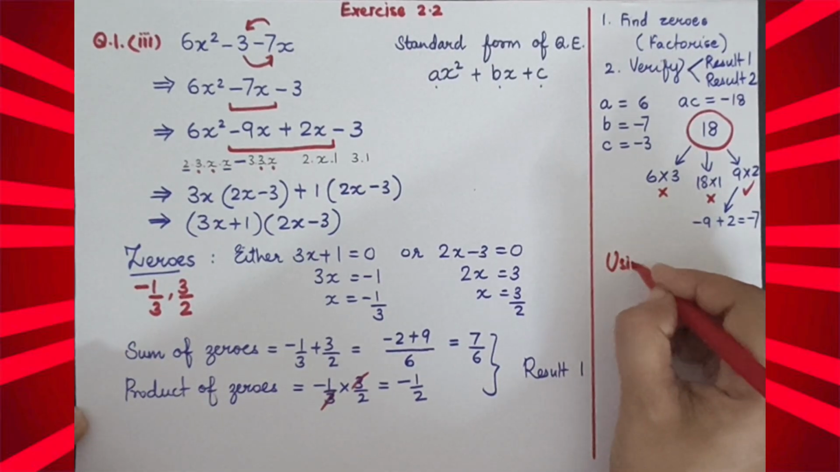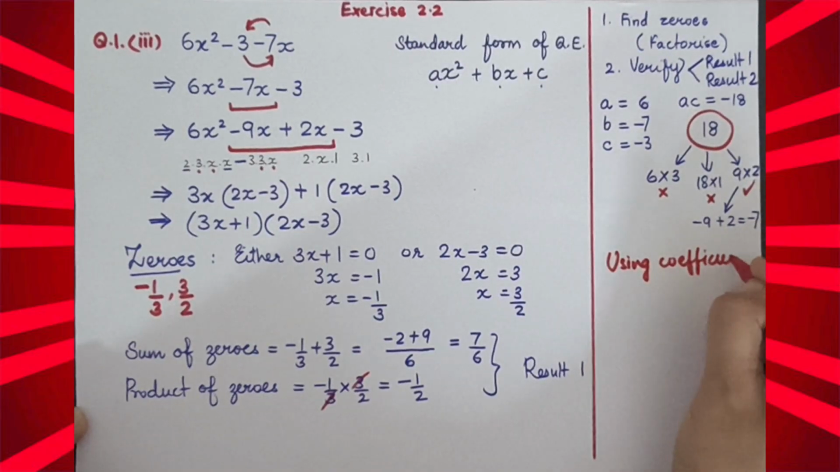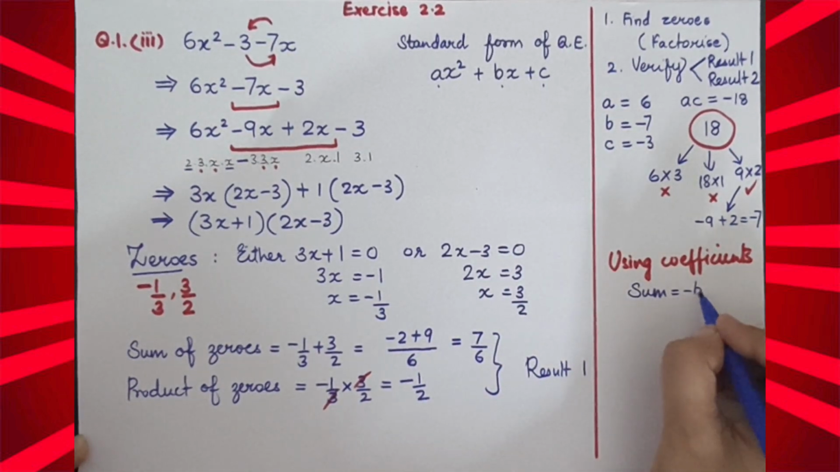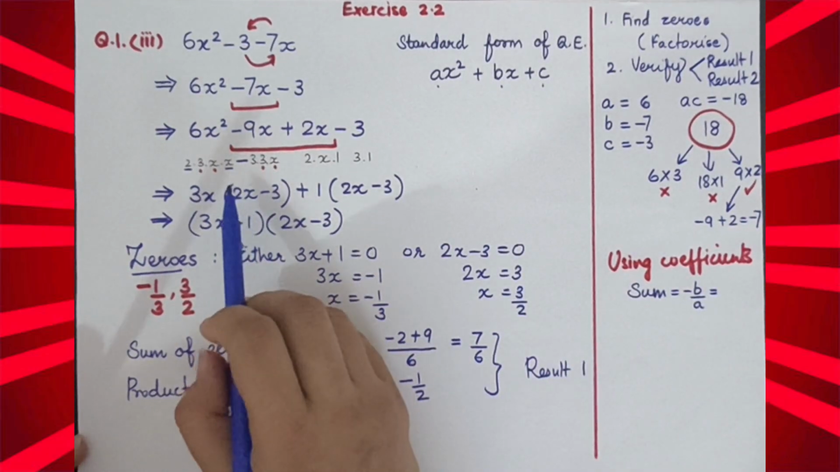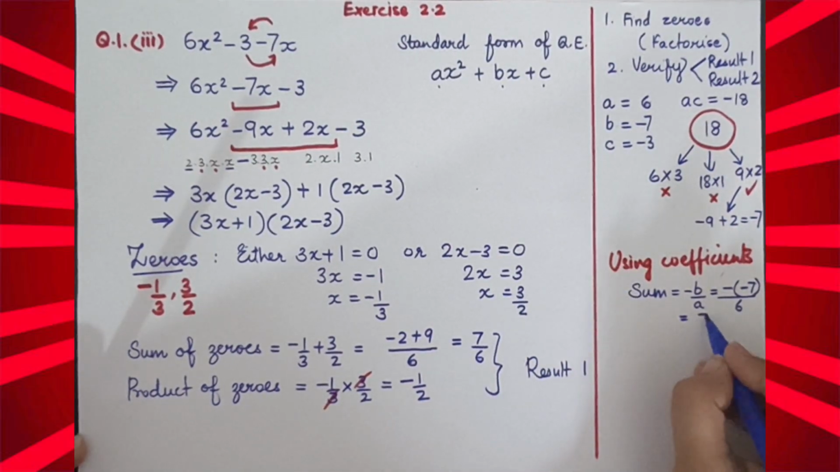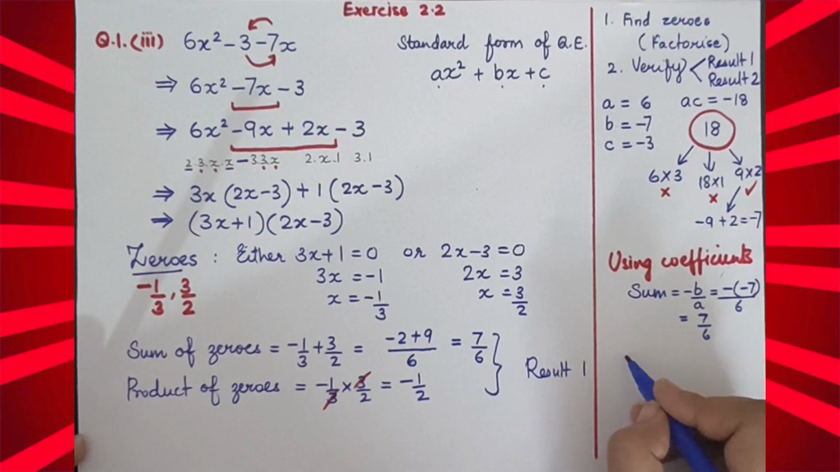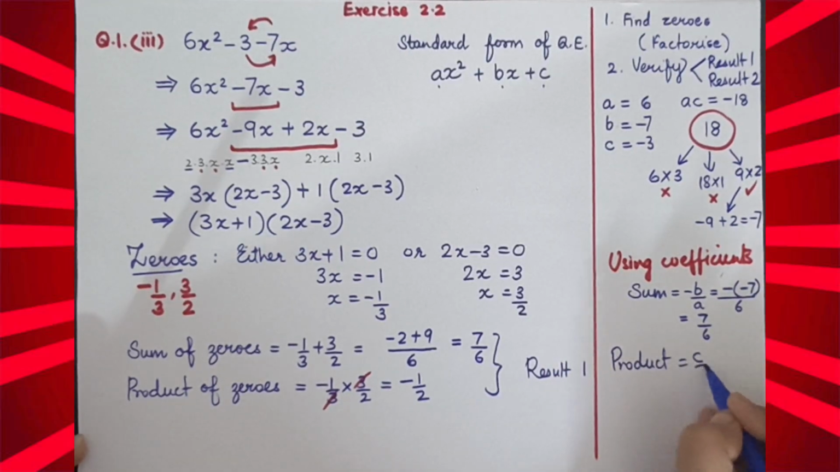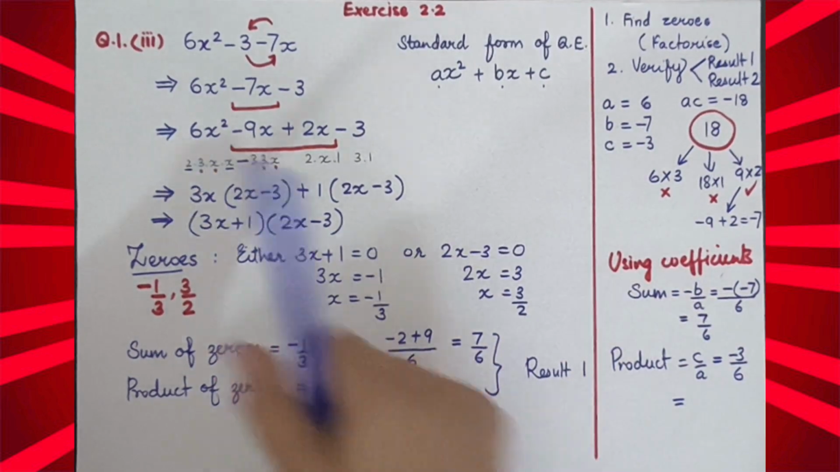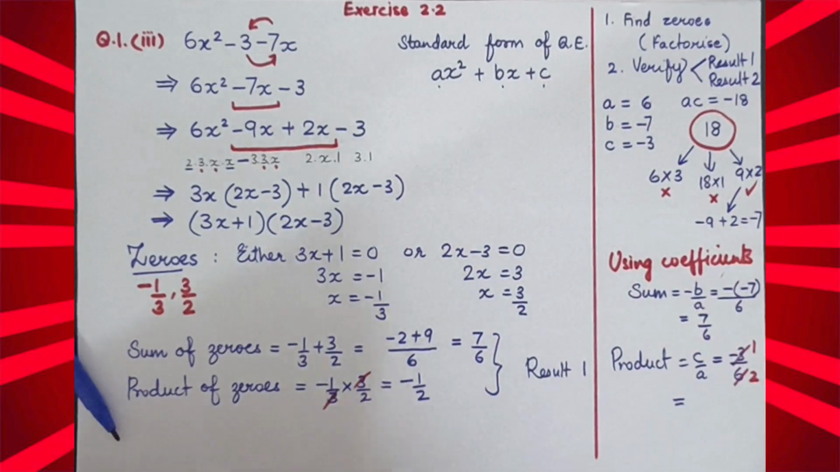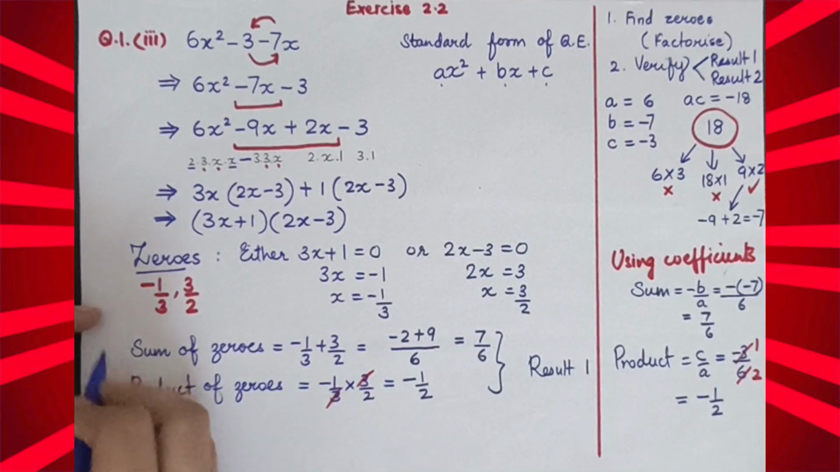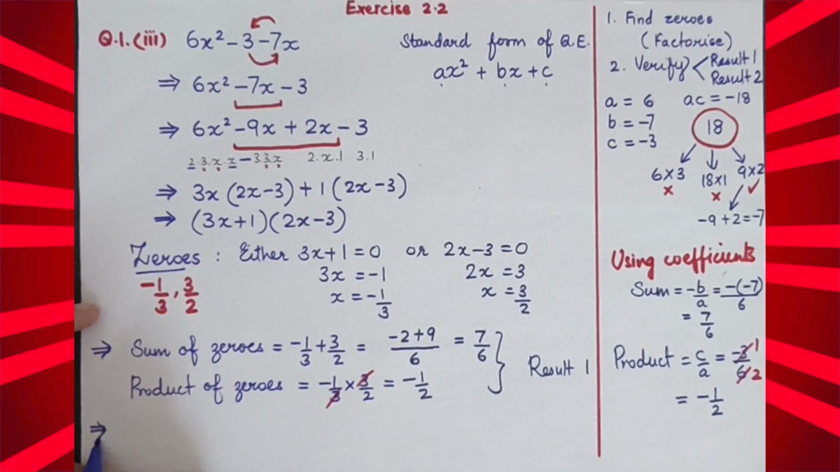Now to find the sum and product using coefficients. The sum, that is alpha plus beta, is equal to minus b upon a. So minus b will be minus of minus 7 and a will be 6. So the sum of the zeros using coefficients is equal to 7 by 6. Now the product of the zeros will be c upon a. So c here is minus 3 and a is 6. Now 3 and 6 are multiples of 3, so we can cancel them. 3 ones are 3 and 3 twos are 6. So what is left is minus 1 by 2. So the product is minus 1 by 2. The sum is 7 by 6 and the product is minus 1 by 2.